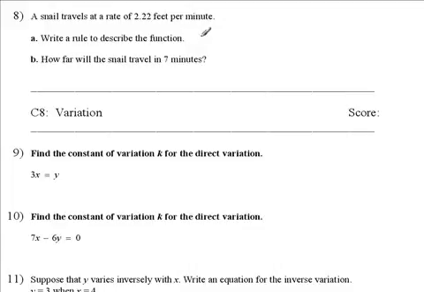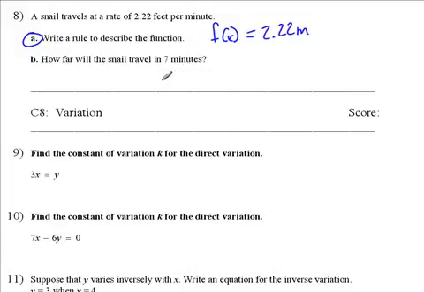So write a rule to describe the function. Well, my rule is going to be f of x equals something. And this snail is going at 2.2 feet per minute. What variable do you want to use for the number of minutes? M. So let's use that. So let's say it's just going 2.2m, where m is the number of minutes. Done. That's A. How far will the snail travel in 7 minutes? What do I have to do?